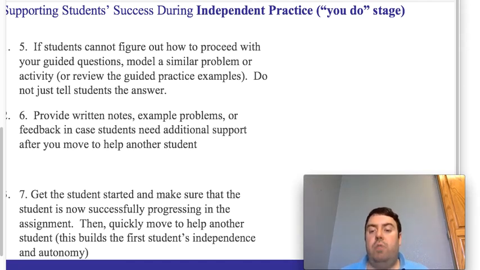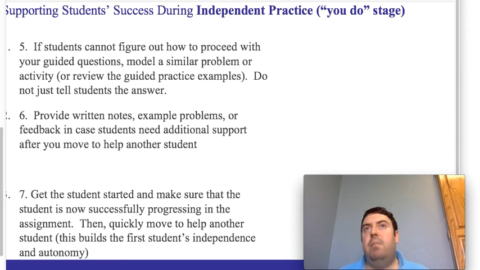Make sure that you don't just stay with that student for the whole time. You want to get them started, you want to get them to be successfully progressing in the assignment, and once they're starting to progress, move on to another student. That way you can have the opportunity to interact with each student and build that culture of care, so that each student feels valuable and respected, and that you have an interest in each student's academic success.